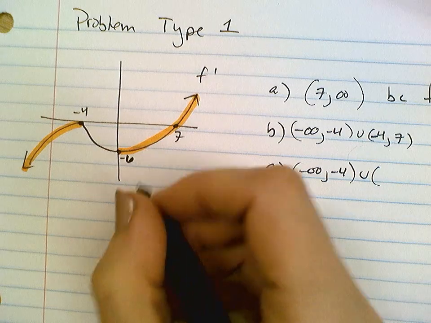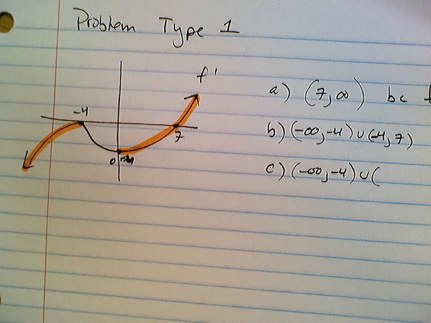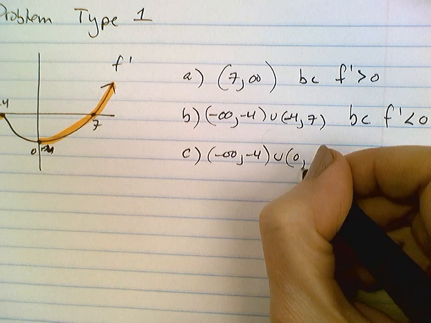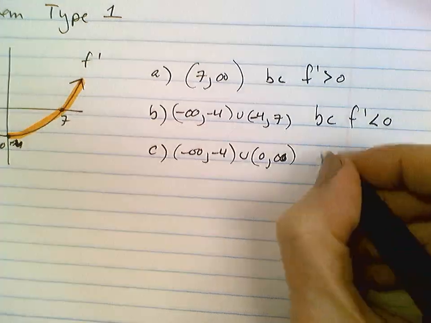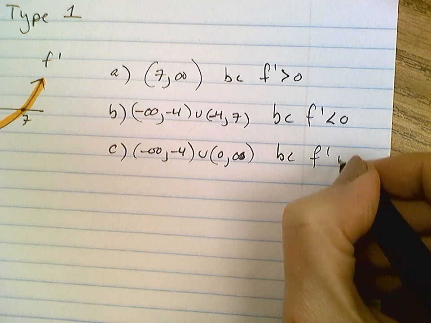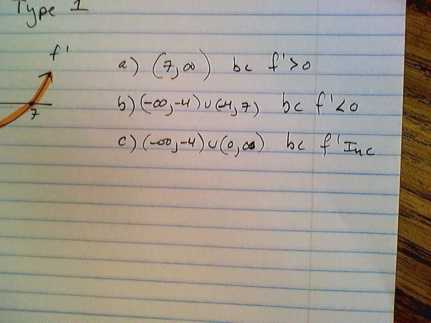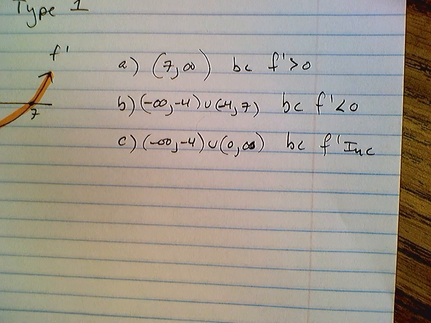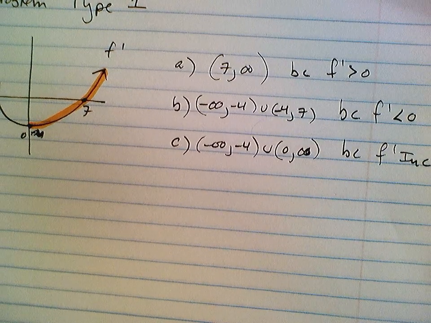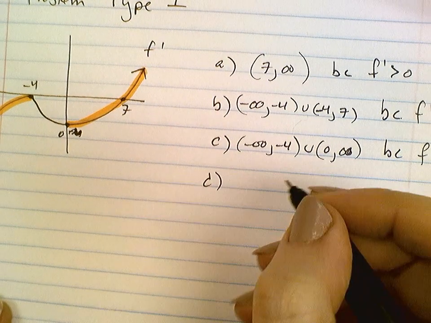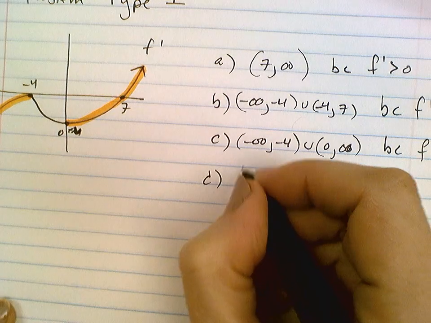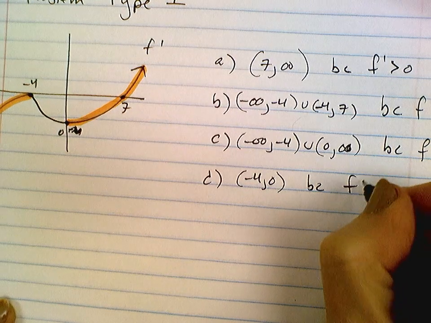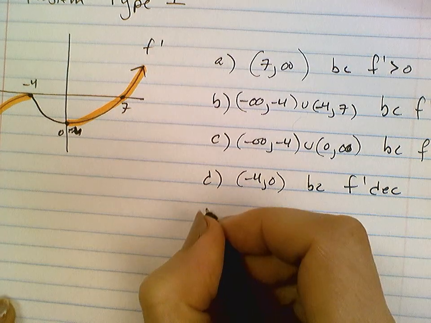Oh, shoot. Duh, that's 0. Union 0 to infinity, because f prime is increasing. Don't say because the graph is increasing. Don't say because it's increasing. F prime. Okay, and then for concave down, it's going to be -4 to 0 because f prime is decreasing.